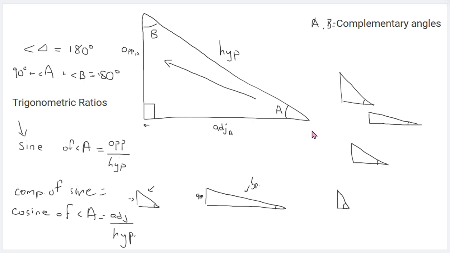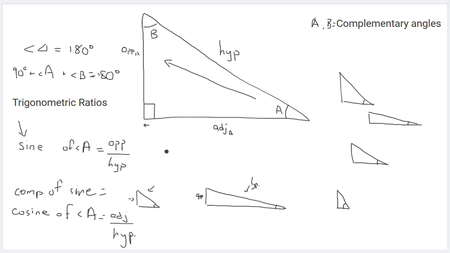Based on that, we can come up with some trigonometric ratios. They're basically ways that we define something about the angle based on the side lengths around it. For example, if I wanted to talk about A in terms of the opposite side divided by the hypotenuse, that ratio, we would call the sine of A.